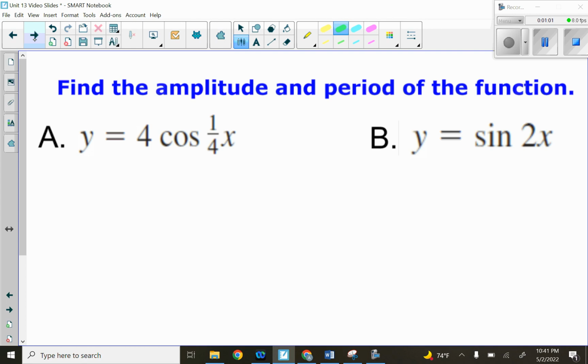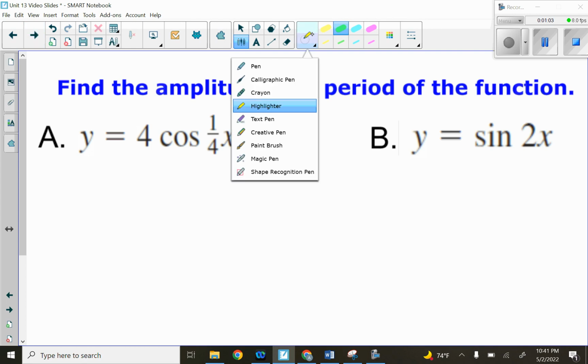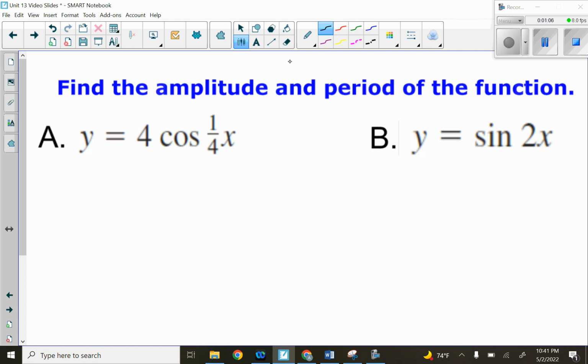So find the amplitude and period of the function. So amplitude is 4, and then our period is 2 pi over b, and this is our b, which is 1/4.